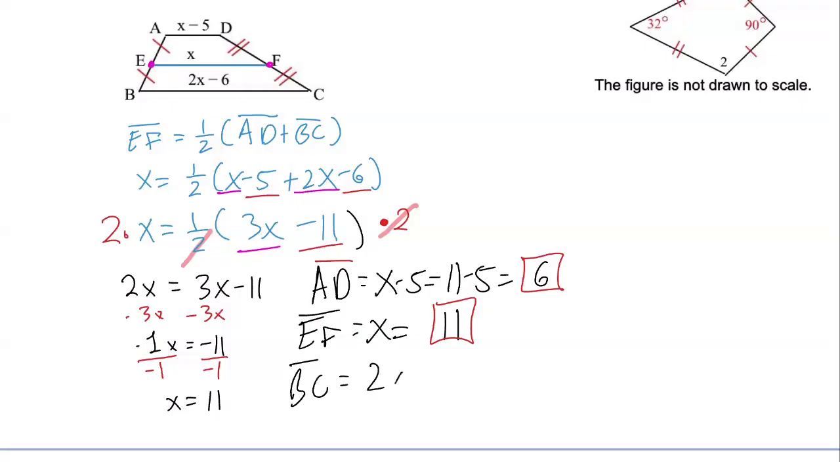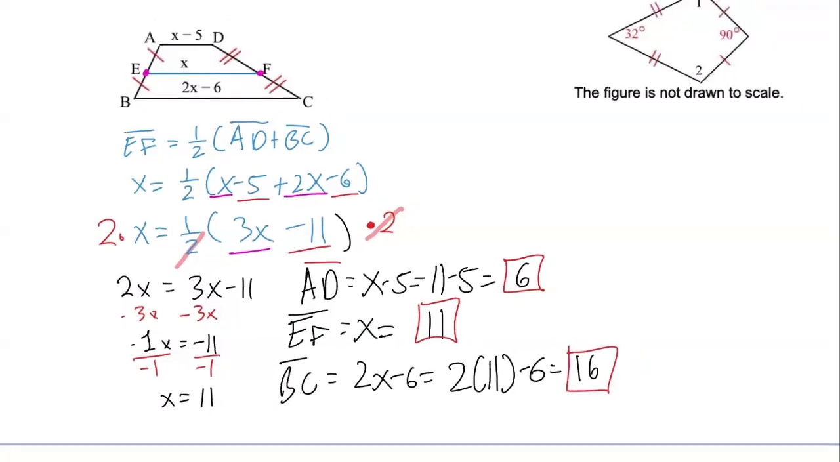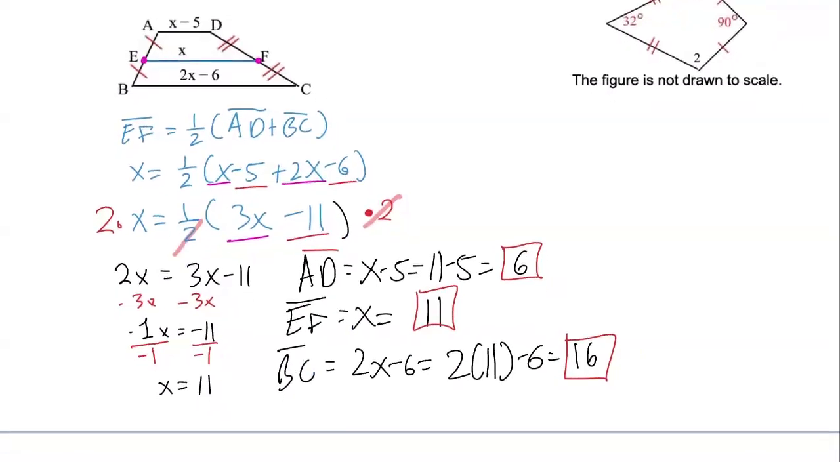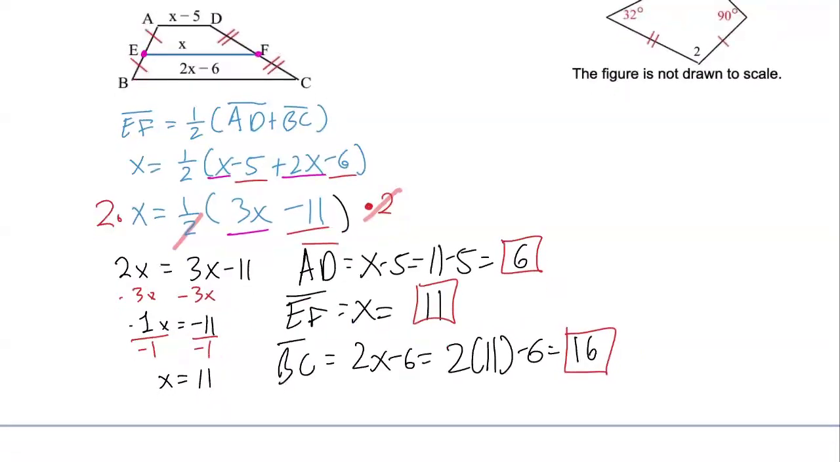BC is 2x minus 6. So 2 times 11 minus 6. So 2 times 11 is 22, minus 6 is 16? Yes, probably. Yeah, okay. And that is my answer.